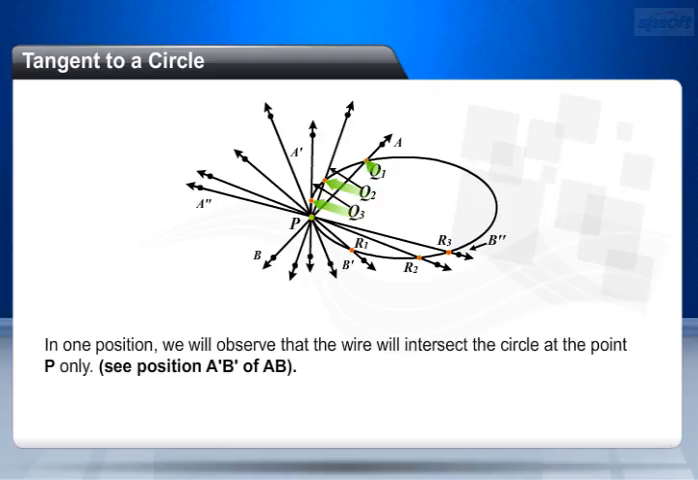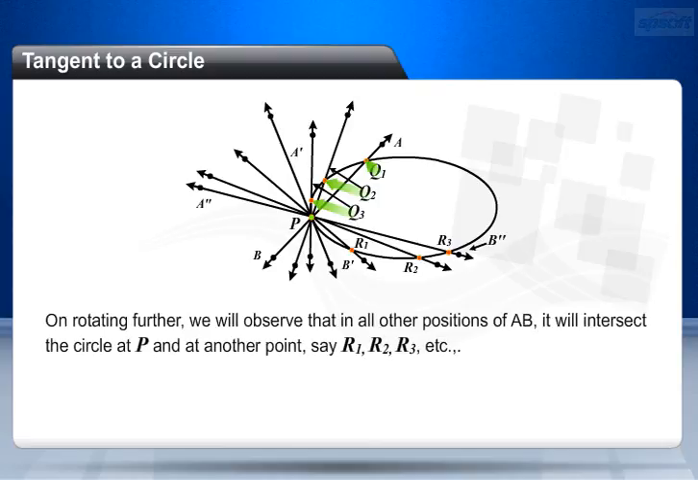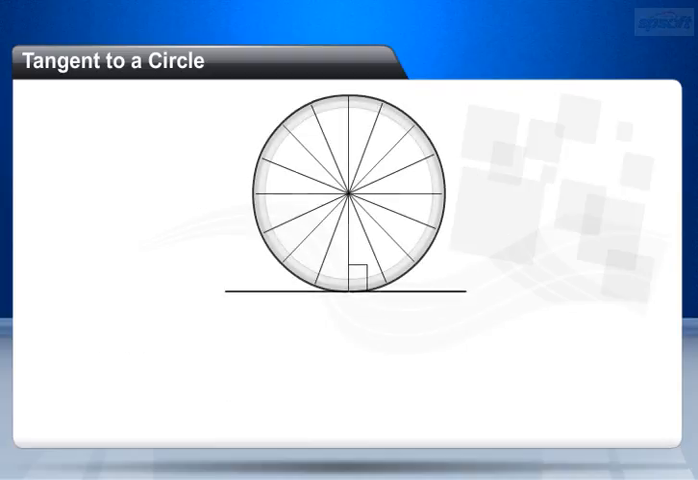In one position, we will observe that the wire will intersect the circle at the point P only. See position A'B' of AB. This shows that a tangent exists at the point P of the circle. On rotating further, we will observe that in all other positions of AB, it will intersect the circle at P, and at another point, say R1, or R2, or R3, etc. This shows that there is only one tangent at a point of the circle.